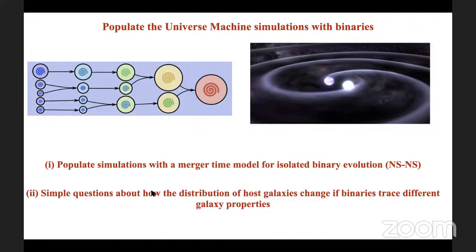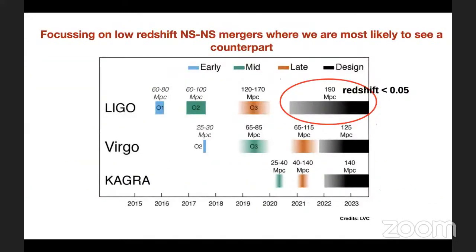And then basically ask simple questions. So what we are left with is, at every redshift, we have a galaxy with different properties, and also a merger rate of binaries in that galaxy from the imprint of the delay time model. So for this work, we mostly concentrated on the low redshift universe, mostly focusing on where we expect LIGO to detect electromagnetic counterparts.